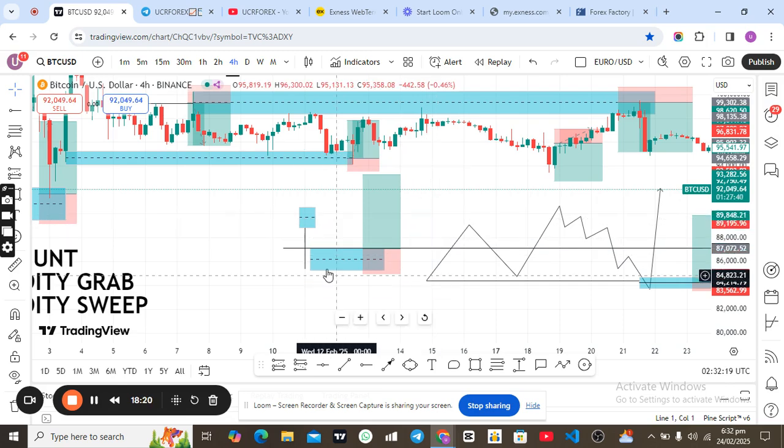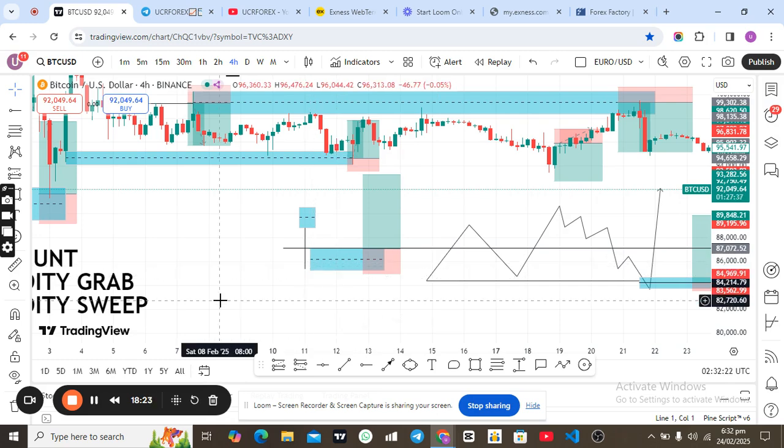Just understand that half of a particular 4 hour time frame order block is still a 2 hour time frame order block. And then half of the 2 hour time frame order block is still a 1 hour time frame order block. This is how it gets split.